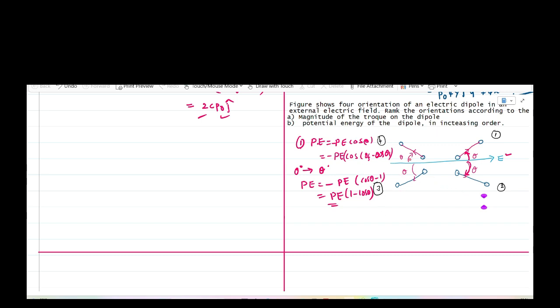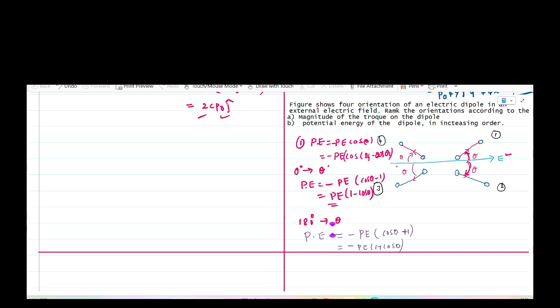Coming to 4 and 3, the work done is from 180 to theta. Therefore, the work done is nothing but the change in potential energy, Ef minus Ei. By the external torque it is minus PE into cos theta f minus cos theta i. The work done by the electric field is the minus of that, minus of the work done by the external agent. So PE is equal to minus PE into cos theta minus cos 180, that is plus 1. That equals minus PE into 1 plus cos theta.